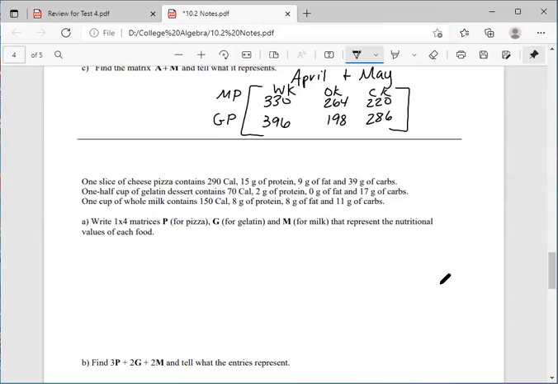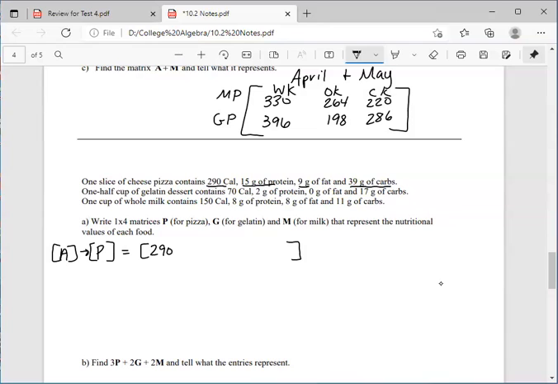Okay, so this last problem says that we've got one slice of cheese pizza. It contains 290 calories, 15 grams of protein, 9 grams of fat, and 39 grams of carbs. So they're wanting us to write 1x4 matrices for pizza, gelatin, and milk. I'm not going to make you label each one of these, but the pizza would be 1x4. I'm going to call it A in my calculator, but they're calling it P.